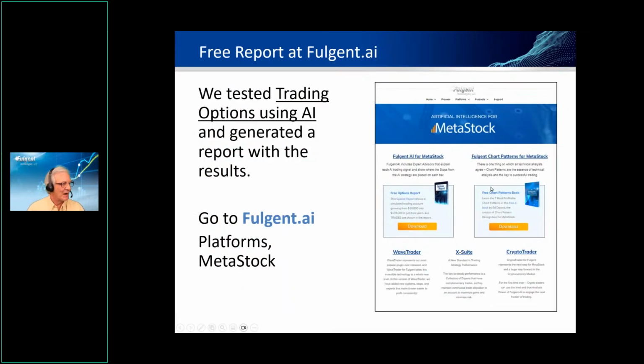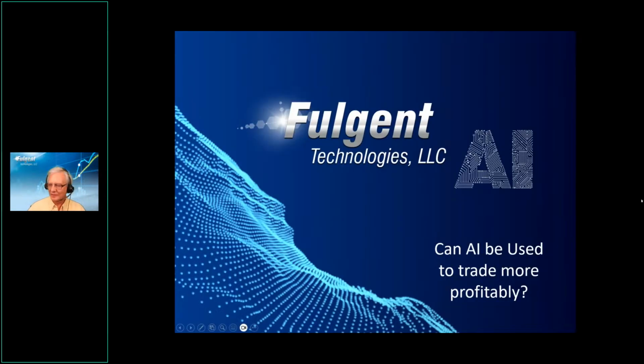Okay. There is a report at Fulgent.ai. I actually ran our AI on trading. I think it was options. And the results are unbelievable if you look at the testing, but that's there at Fulgent.ai. Under products, find platforms, sorry, Metastock, and then you'll see that there. It's just right there. Click the download, and it's a free report. You can just download it and get it. Okay. Fulgent.ai.